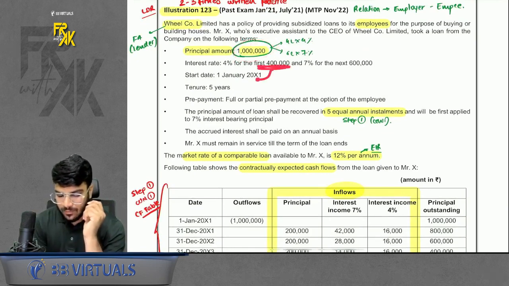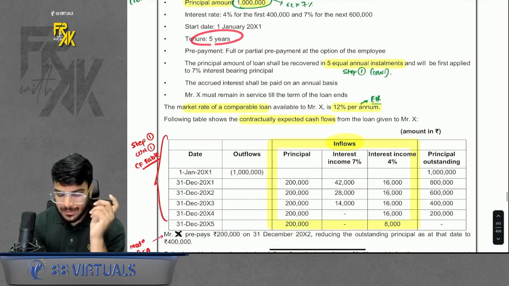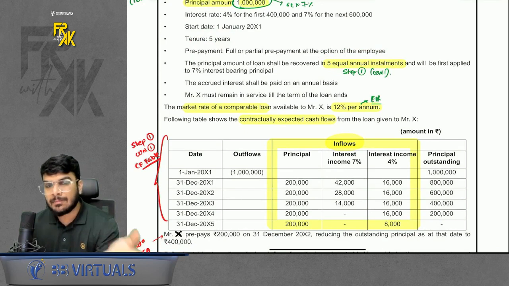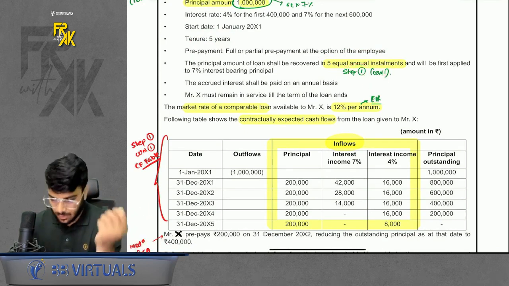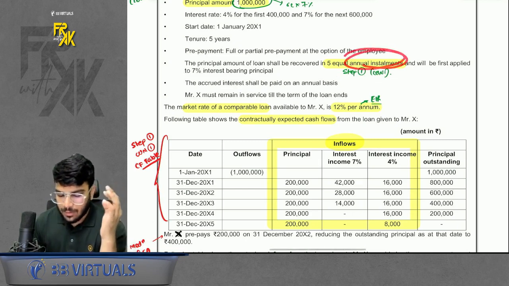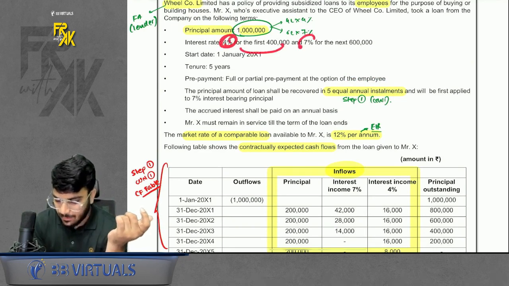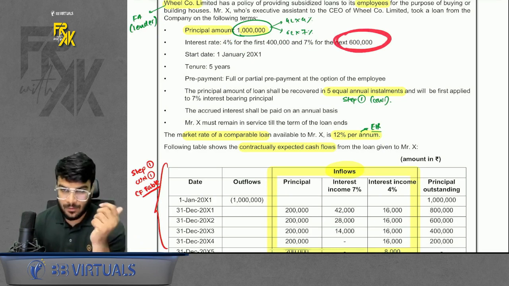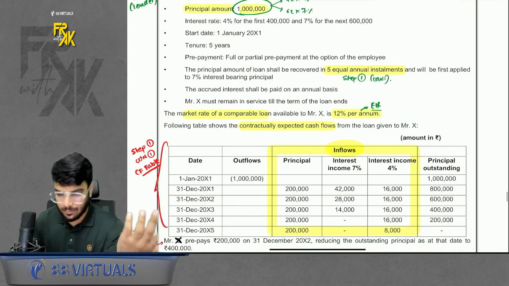On the first 4 lakhs we will charge 4%. On the next 6 lakhs we will charge 7%. Starting date is this much, tenure is 5 years. Okay, principal will be paid in 5 equal installments. Again the principal is to be paid in installments. In step number 1 you will have to prepare working note number 1. And whenever you pay the principal back, which principal will get repaid first? The 4% principal or the 7% principal? Whenever you are repaying, it clarifies that this 6 lakhs will be repaid first. The higher rate of interest will be repaid first, and then you will repay from the rest.